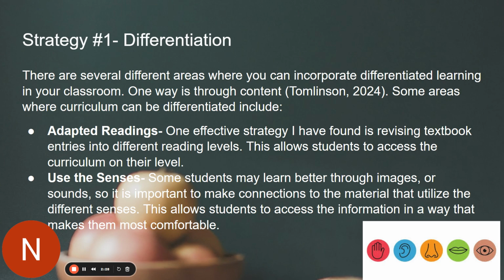Another great way that is simpler to include differentiation is to allow students to access the material in multiple modes, based on the senses. For example, it may be easier for a student to listen to a recording of a story than it is for them to just sit and read it. Another great way to include the senses is including images of what a passage is talking about.